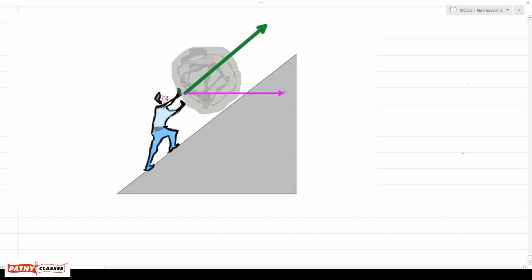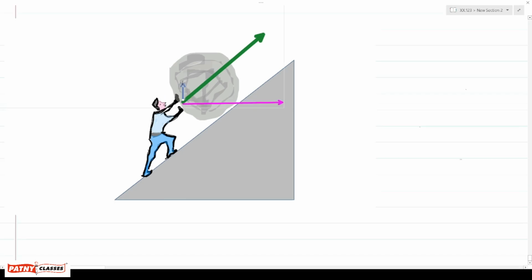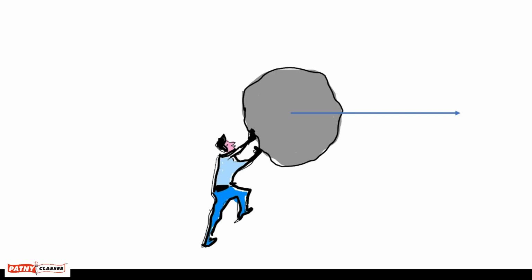A part of force directed along x direction, and another part of the applied force we can assume will be directed along y direction. Thus, the applied force gets split into two parts. One is along x direction and another one is along y direction. What do you understand by this?